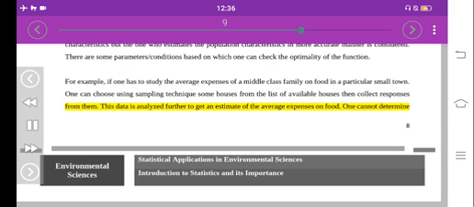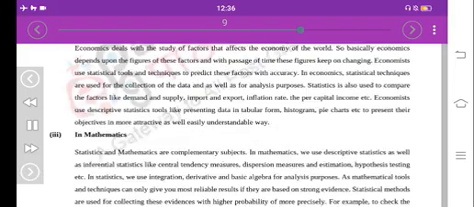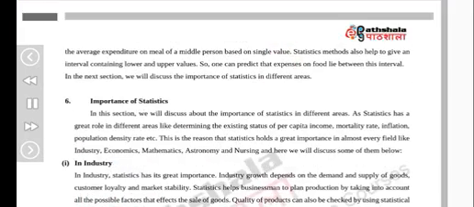One cannot determine the average expenditure on meal of a middle person based on a single value. Statistics methods also help to give an interval containing lower and upper values. So, one can predict that expenses on food lie between this interval. In the next section, we will discuss the importance of statistics in different areas.